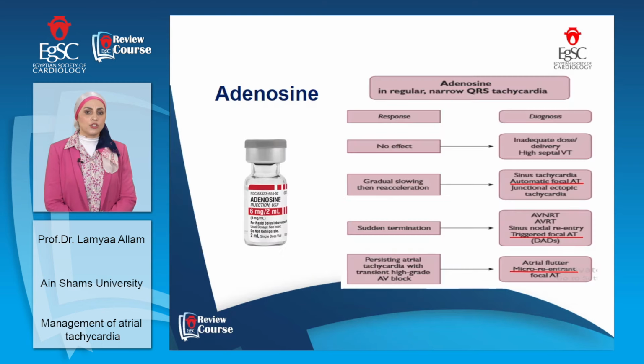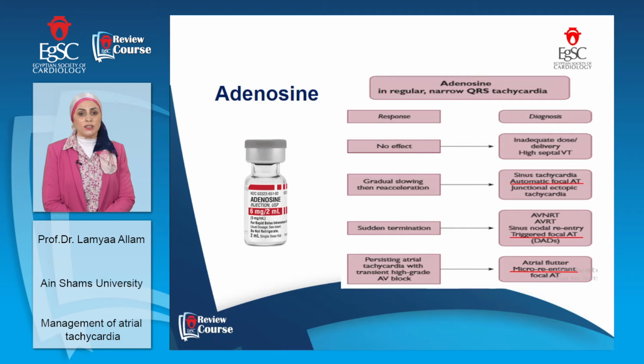Then, when a patient comes to the ER with arrhythmia and you diagnose this arrhythmia as an atrial tachycardia, how can I differentiate or know the mechanism of this tachycardia? I can use a famous medication which is known as adenosine. I can give it intravenously, and according to the response of the atrial tachycardia, I can know its mechanism. When I see a gradual slowing of the arrhythmia, then reacceleration to its initial or basal tachycardia cycle length, it is most probably an automatic focal atrial tachycardia.